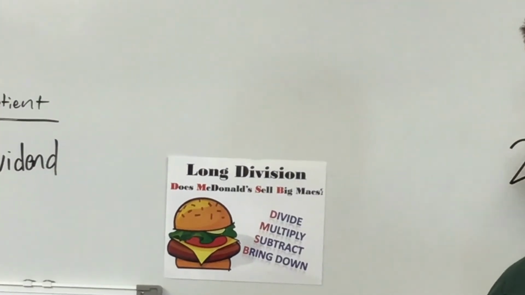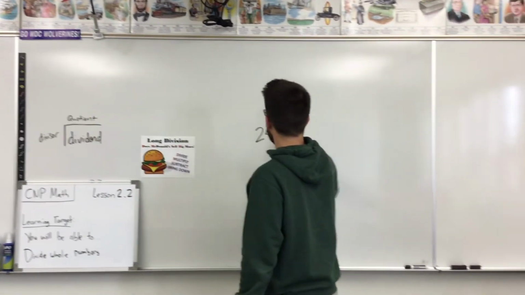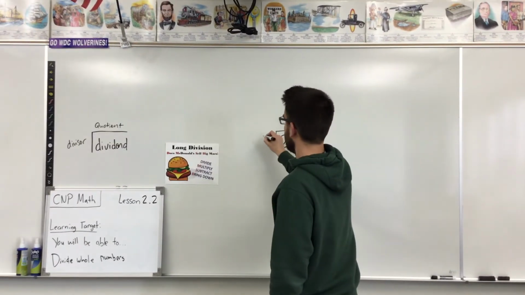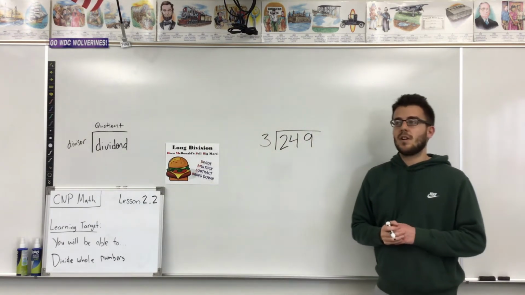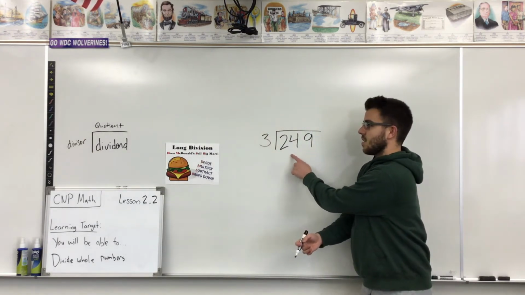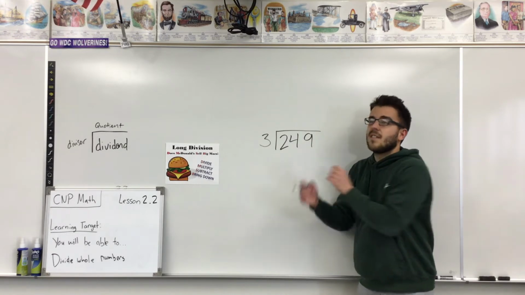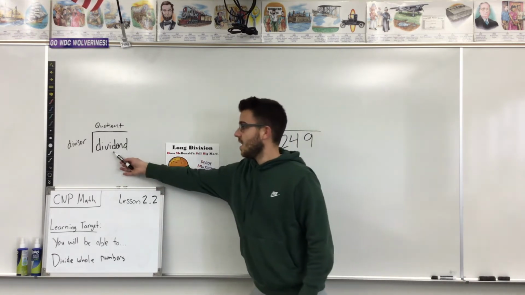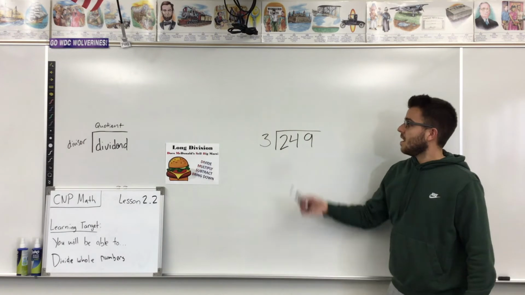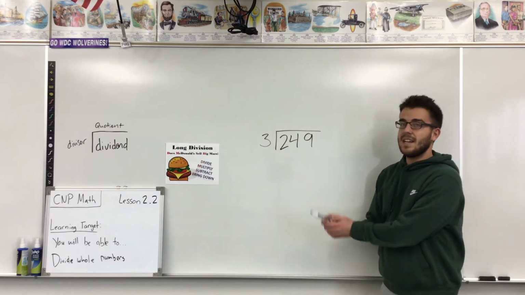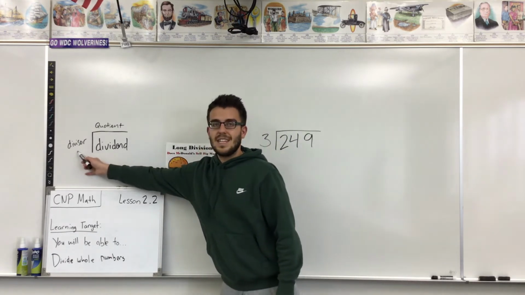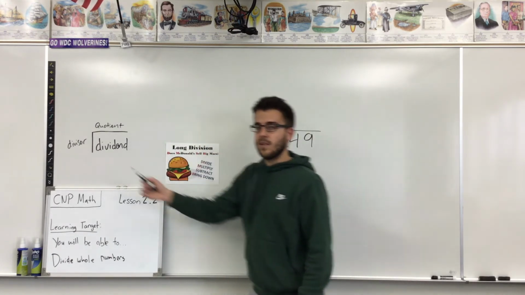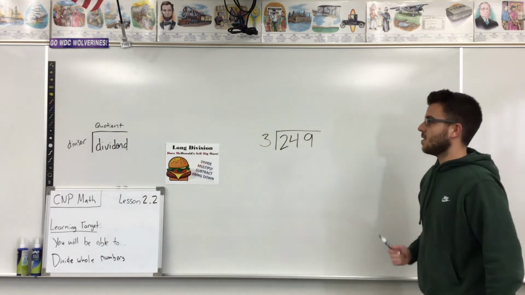249 divided by 3. Now in division, the first number is always the number that goes underneath the thingamajig with two sides. The first number is the dividend. All right? The second number, what you are dividing by, goes on the outside, which is the divisor. Very important that you understand that as well.